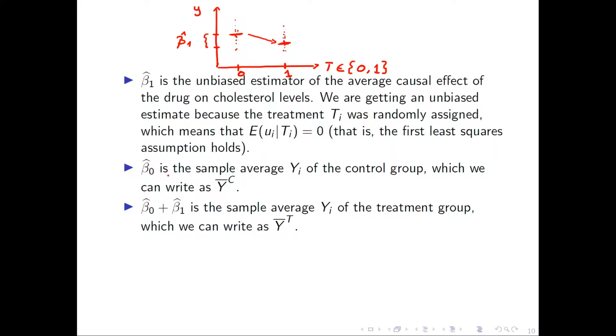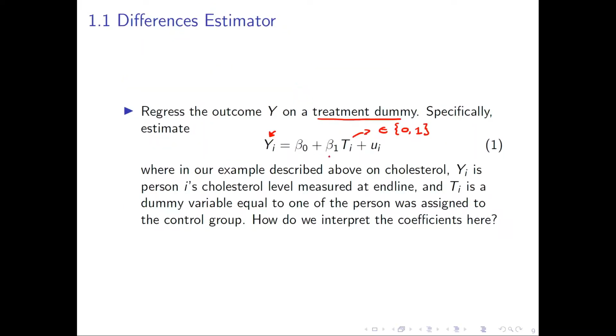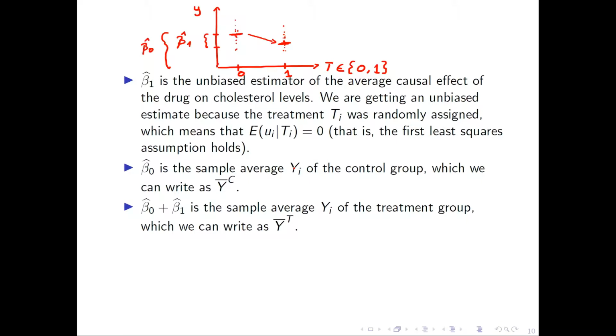And beta naught is the sample average of the control group. So this is the beta naught, the intercept, because remember that when t is 0, then this term falls away, it's 0, so you're only left with beta naught. So beta naught is the intercept, and it's the average cholesterol level of the control group. And beta naught plus beta 1 is the sample average of the treatment group. So the sum of these, beta naught hat plus beta 1 hat, is the sample average of the treatment group.